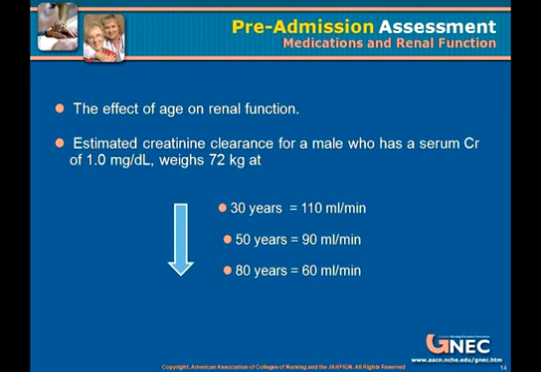At 50 years of age, that decreases to 90 milliliters per minute. And at 80 years of age, on average, that result is 60 milliliters per minute. And so what that means is not only can they not process fluids as quickly, but their drug clearance for drugs that are metabolized renally slows significantly.